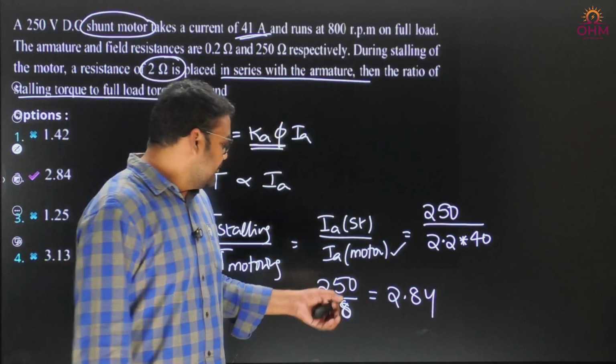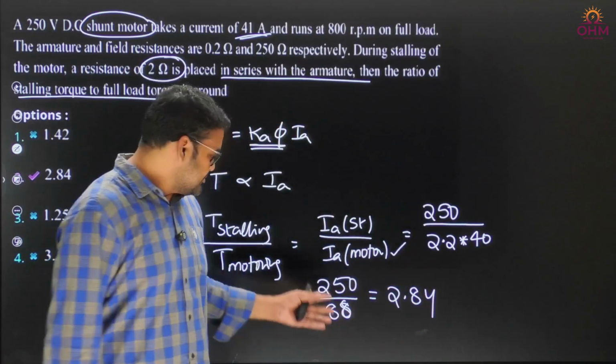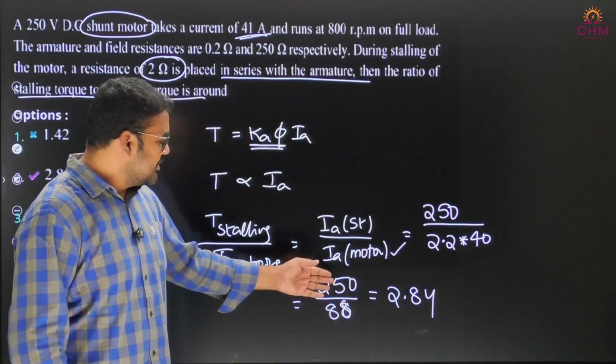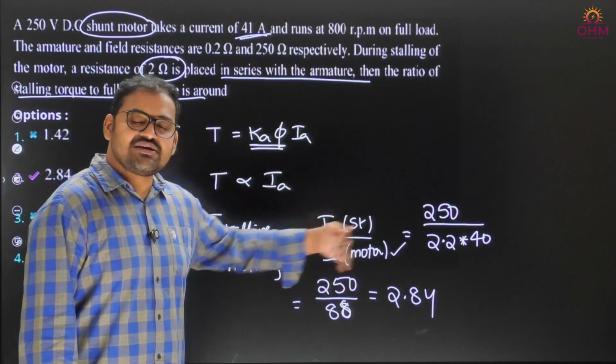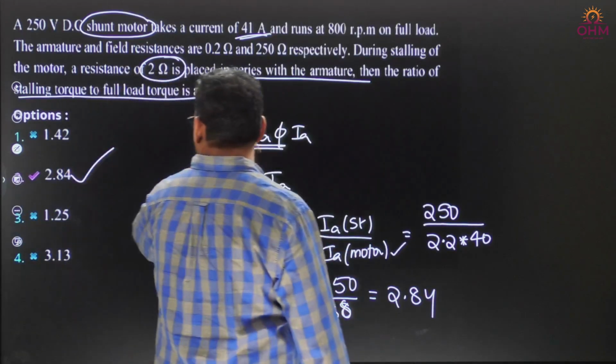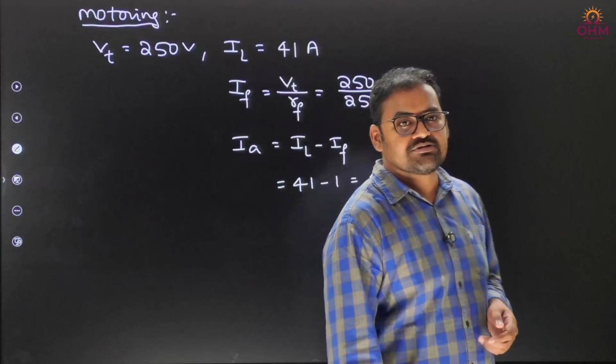Okay. No need to calculate the answer till the fractions. You just try to take the approximations. 250 by nearest to 90. 250 by 90 means more than 2, less than 3. So the only option is 2.84. Okay. Right.